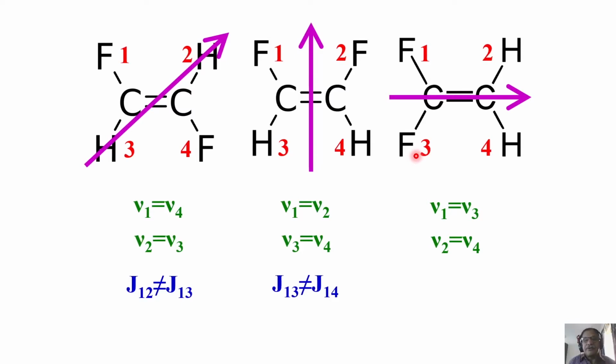What about protons? Look at it. Proton also, nu2 is equal to nu4. Again, there is a symmetry and these two are equivalent. So, you get a single peak for this even in the proton NMR. So, these are the three different difluorosubstituted ethylenes where the substituent position is varied.